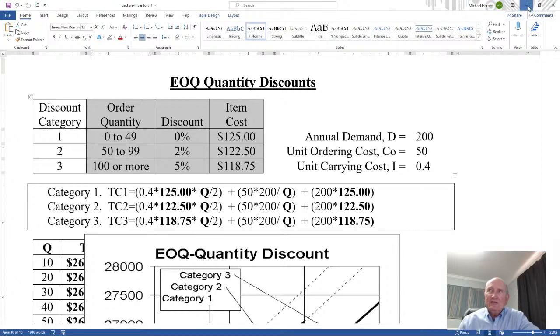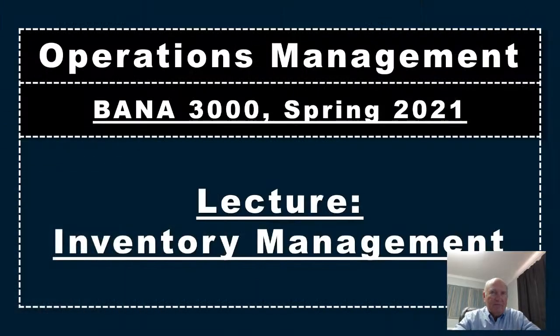Well, that ends the lecture for inventory management. There's more. There's a lot of extensions to this. I've mentioned a few of them, but this is a basis. If you understand this basis, understand this foundation, then that is a foundation you can build on very easily and very quickly. So this is all I have for the lecture.